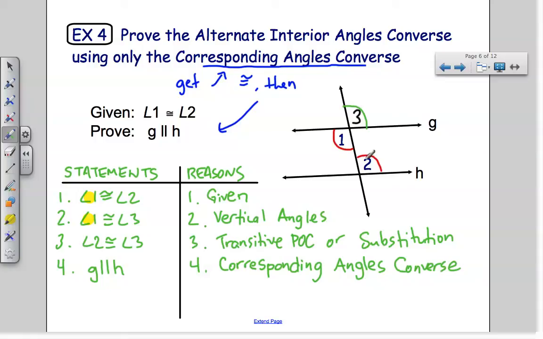So, cool. We started with alternate interior angles congruent. We were trying to prove, yes, the lines have to be parallel. We did that by listing a vertical angle, showing that corresponding angles were congruent, therefore the lines have to be parallel. Corresponding angles converse.